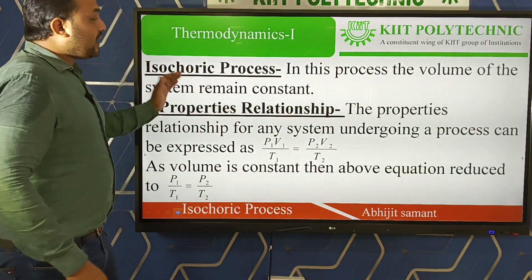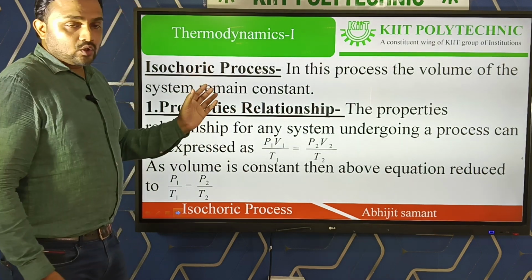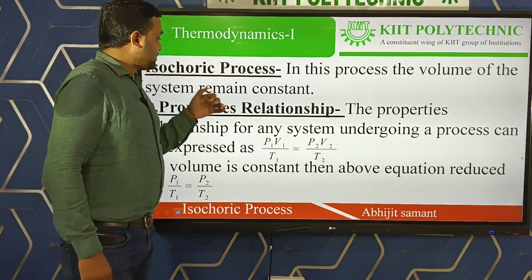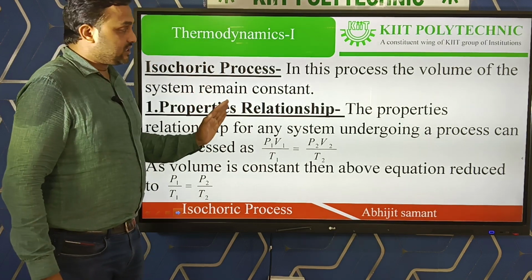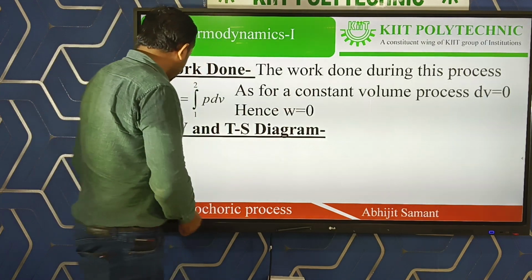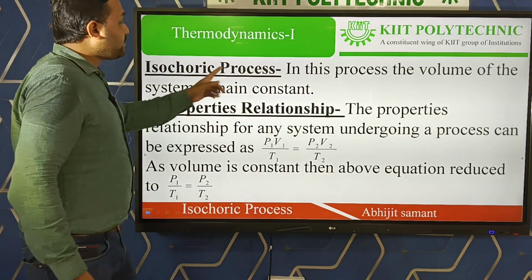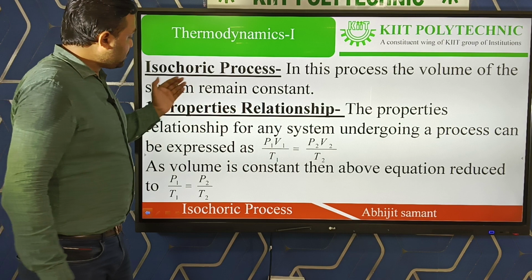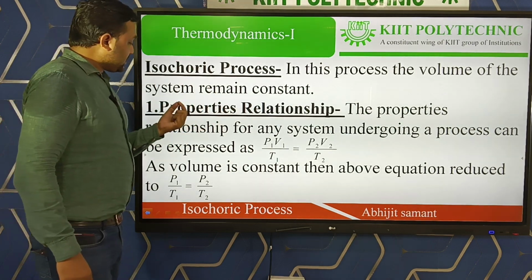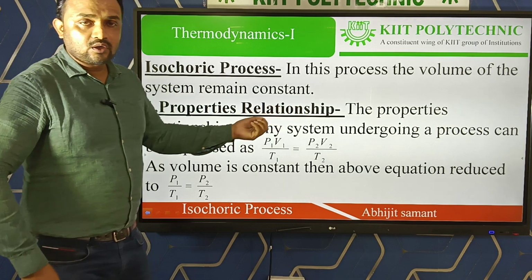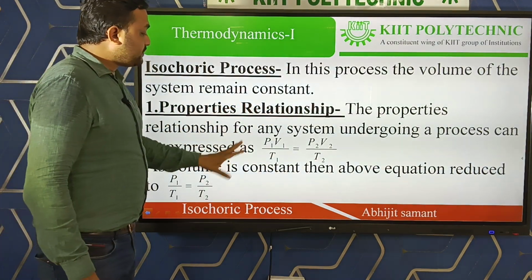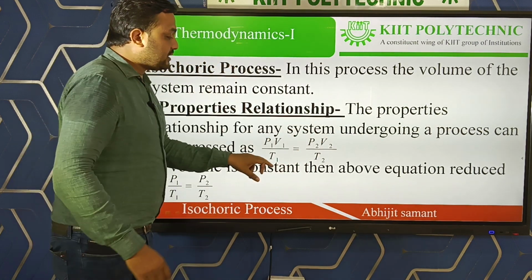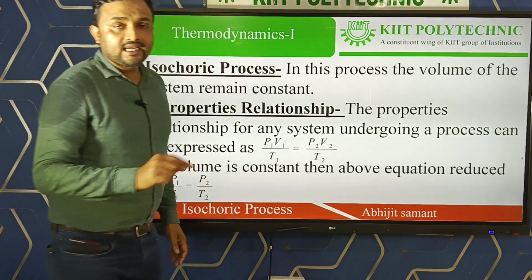Next one is the isochoric process. We know that iso means same and choric stands for volume. So this stands for a constant volume process. The definition says that in an isochoric process, the volume of the system remains constant. Likewise, we talk about the isobaric process. Here is also the properties relationship for an isochoric process. The properties relationship means P1 V1 by T1 is equal to P2 V2 by T2. This equation comes from the ideal gas equation.